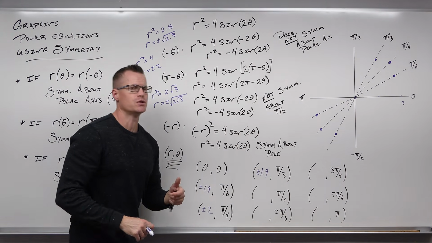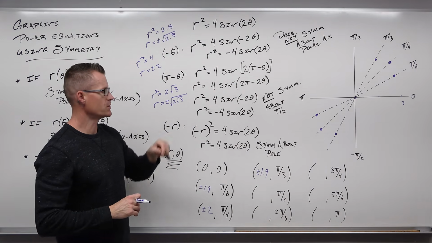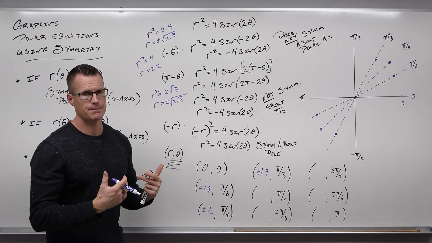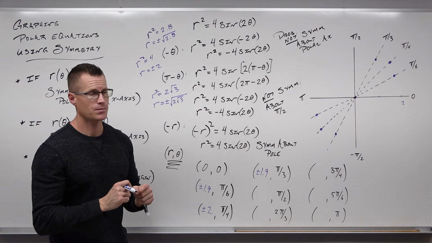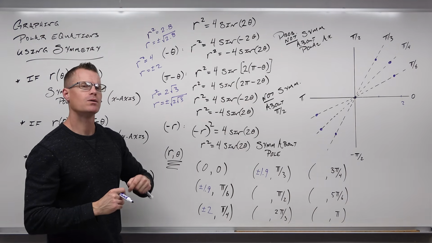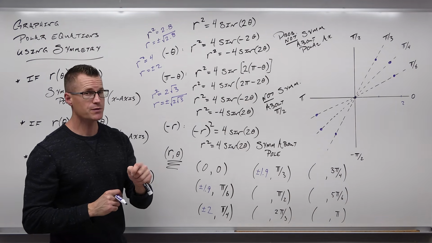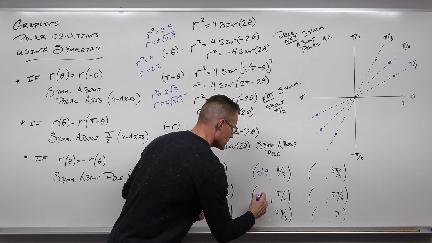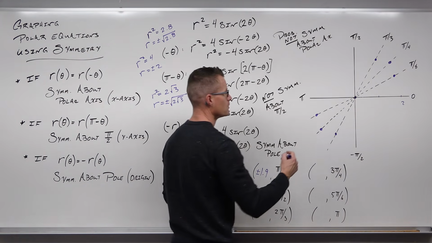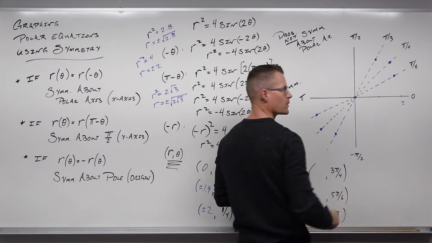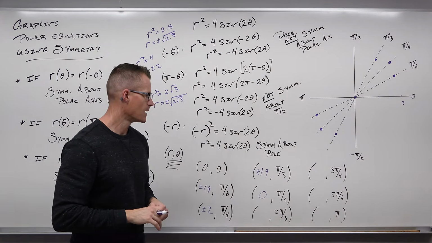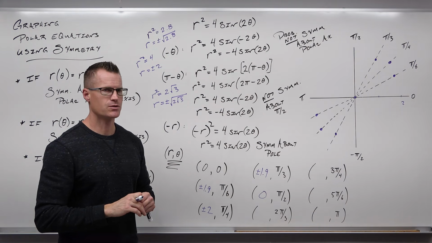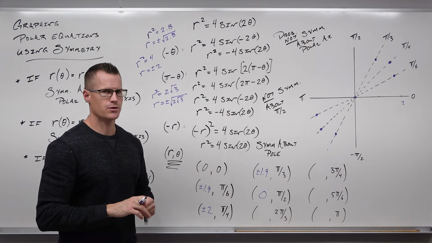Now, how about pi over 2? If we evaluate pi over 2, 2 times pi over 2 is pi. Sine of pi is 0. So 4 times 0 is 0. R squared is 0. Square root of 0 is still 0. So we're going to get 0. Now, we already have 0. That's okay. Let's try the next one. You're going to see something interesting happen. Try 2 pi over 3.